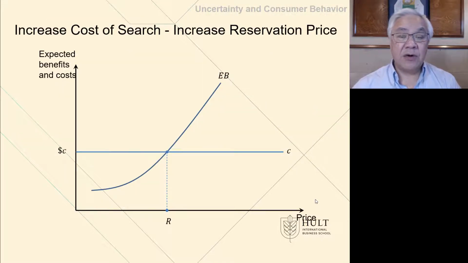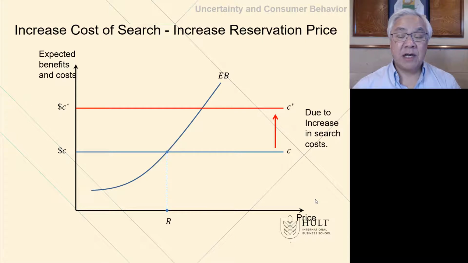To make things a little more complicated, what happens if there's an increase in the cost of search? So we have increased search costs, so the C moves up to C star, and therefore the point at which we would stop searching moves to the right, at R star. In this condition, we would accept a higher price because of the level of costs necessary to continue the search.